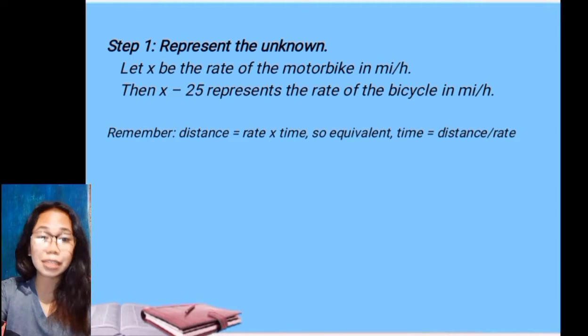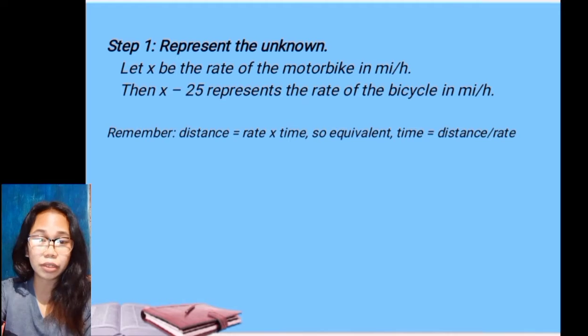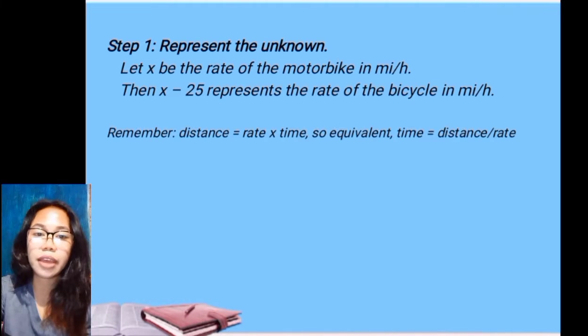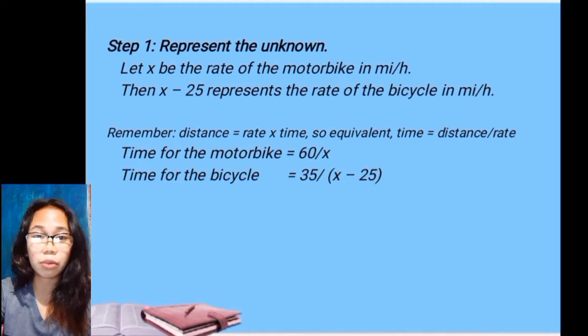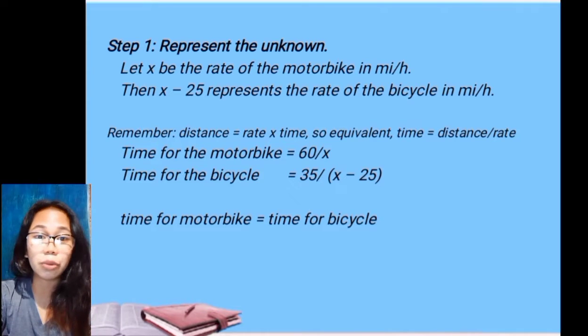Then x minus 25 represents the rate of the bicycle in miles per hour. Always remember, distance equals rate times time. So the equivalent time equals distance over rate. I use x as my variable, and this time we're going to illustrate the number. Time for the motorbike is equal to 60 over x. Time for the bicycle is equal to 35 over x minus 25. The time for the motorbike is equivalent to the time of the bicycle.